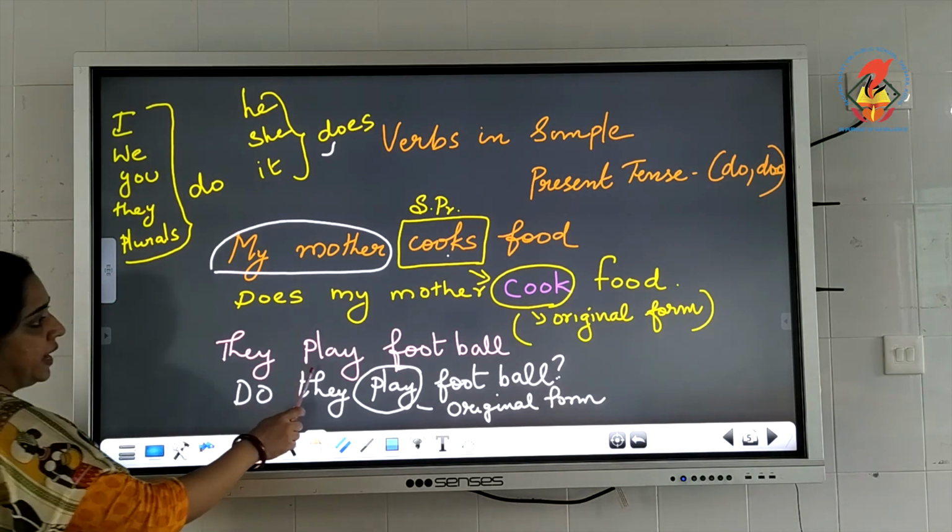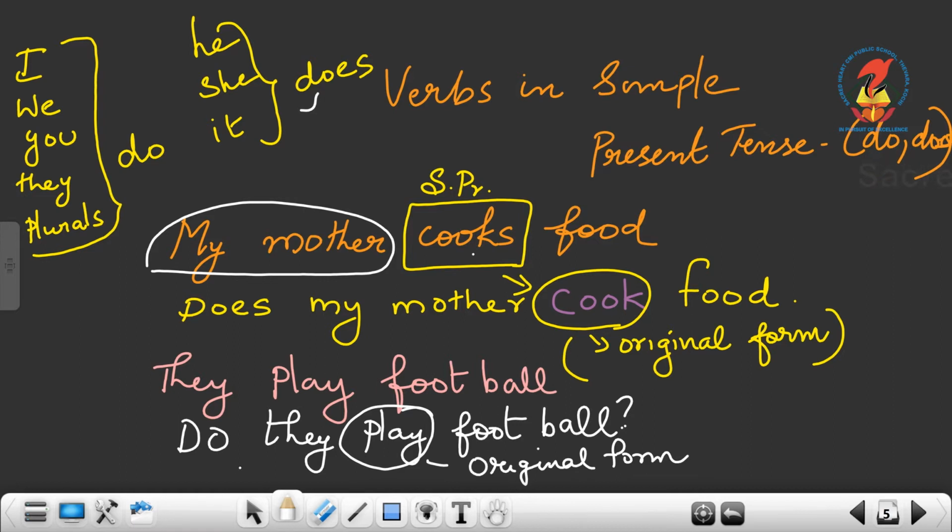Then, they play football. How can you make a question? Do they play football? Here we already used the original form of the verb. Why? Because in simple present tense, with they you don't use plays. They play football. So this is plural, so the verb is in original form itself. You don't have to worry if it is plural. So you use the same verb, play.